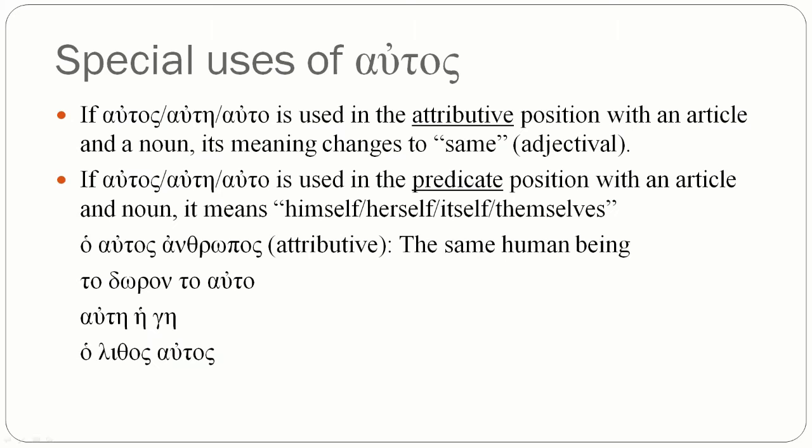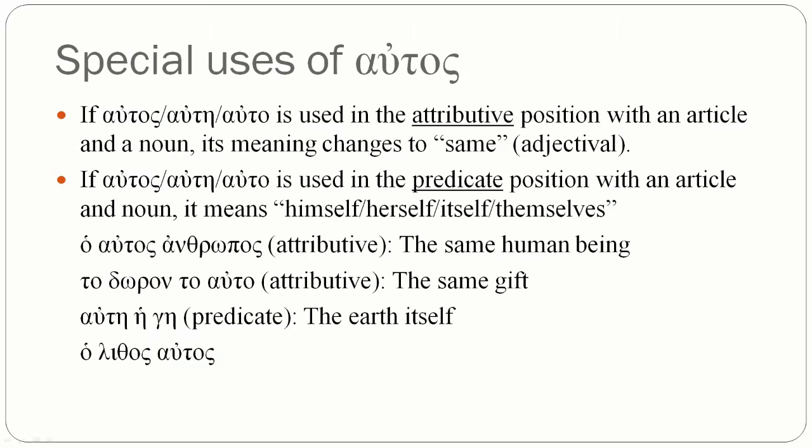And here you go. I'll just run through this again. Autos anthropos is attributive, the same human being or the same man. Ta doron ta auta, also attributive because of that second ta, the same gift. Aute hege is now predicate because the aute is outside of that, the earth itself. And ha lithos autos, also predicate because the autos is outside. Autos is appearing after the article noun group, and so this means the stone itself.